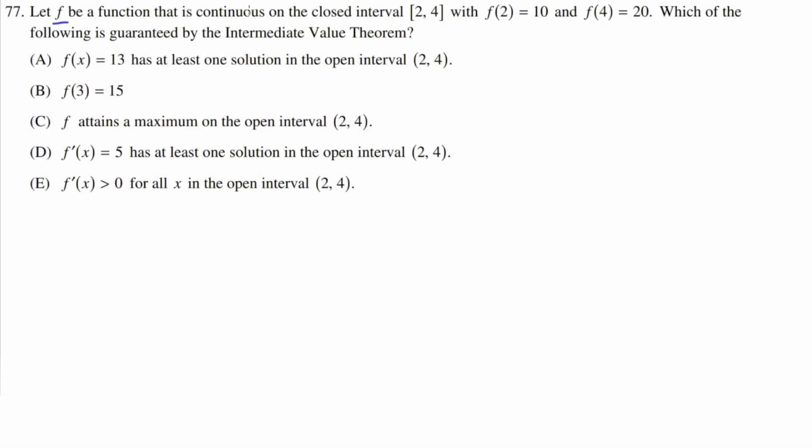Let f be a function that is continuous on the closed interval [2, 4], with f(2) = 10 and f(4) = 20. Which of the following is guaranteed by the intermediate value theorem?